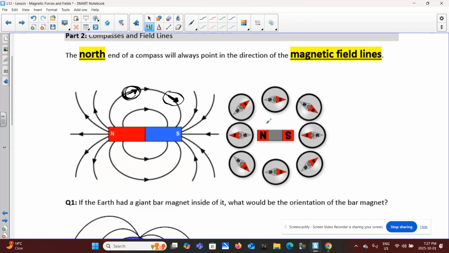So I can see here, my field lines come out of the north. I'm just going to do the superimpose. They come out of the north, they wrap around, and they come back into the south. And my compass is lining up with those field lines the entire time.